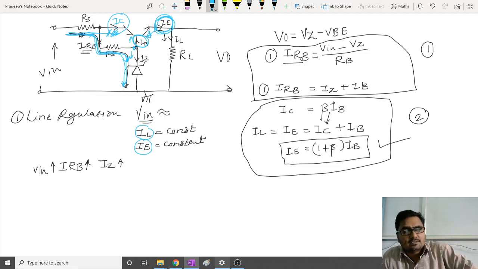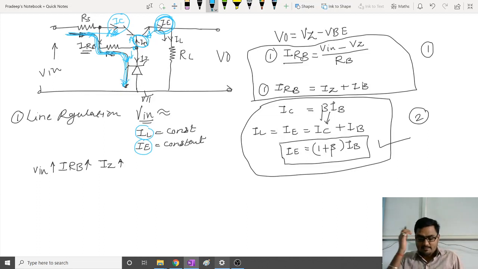If the output is constant, then obviously the input must be constant, otherwise how would the output be constant? That's why IE is assumed constant, because we are checking line regulation, which means we are changing the input voltage. Output current must be constant. Output current means IE, and that must be constant. IE is constant, which means IB has to be constant, and that's why the extra current is going into the zener.